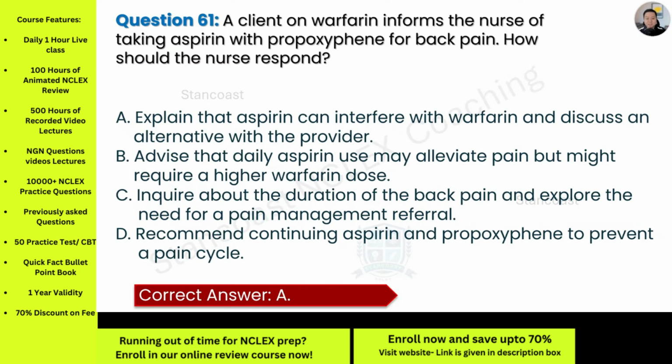So take note of the drug interactions between warfarin and aspirin, and eliminate the choices that fail to address the critical interaction between the two known drugs, aspirin and warfarin.